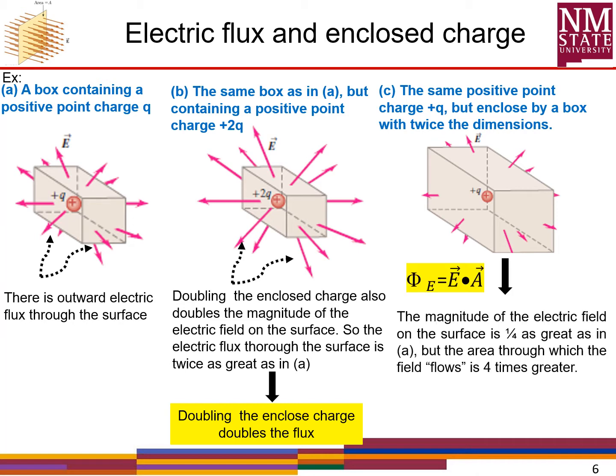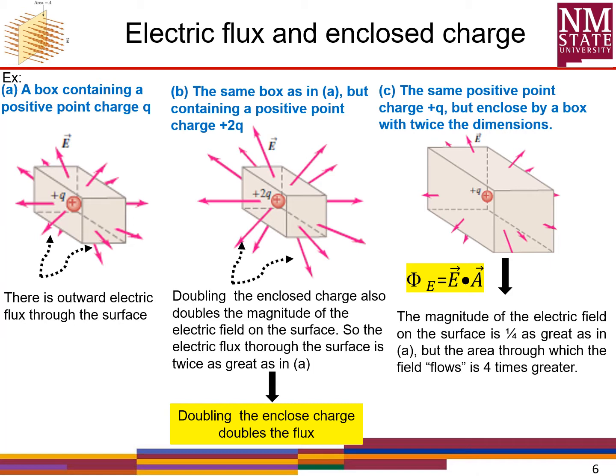We know flux is equal to the dot product between the electric field vector and the area vector. The magnitude of the electric field on the surface is 1/4 as great as in part A. By changing the dimension of the box, it is now twice that of part A. So what happened to the electric field? The electric field decreased by a factor of 4. But the area through which the field flows is 4 times greater. The area is increased by a factor of 4.